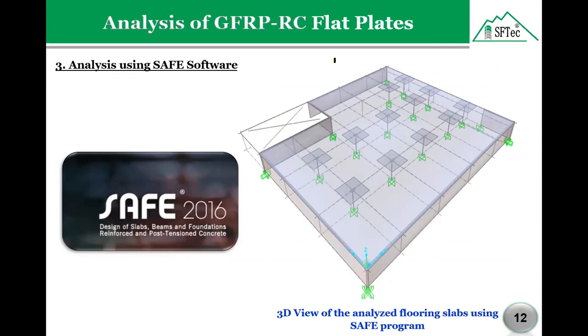So as we see here, this is the 3D view of the model. Here we have the walls on the boundaries, as I mentioned in my first slide for this example. And here we have the column with the drop panel. We have the drop panel slab here, and the column, and we also have the slab of 250 millimeter thickness.